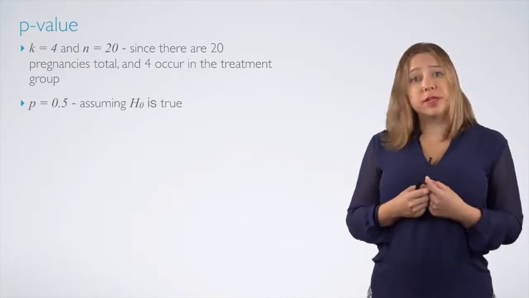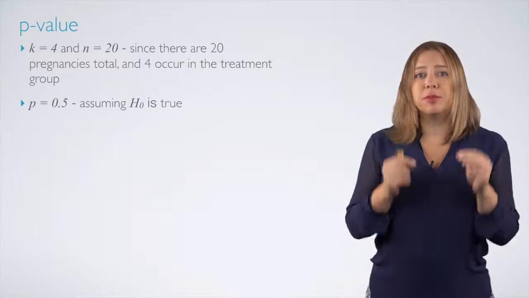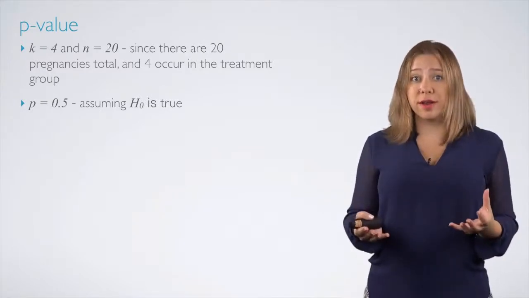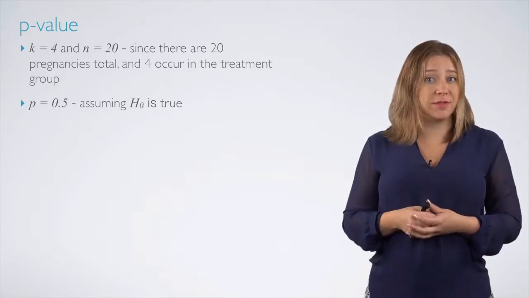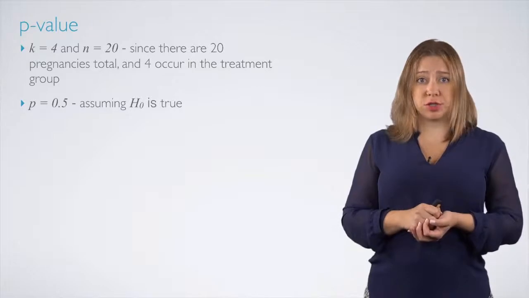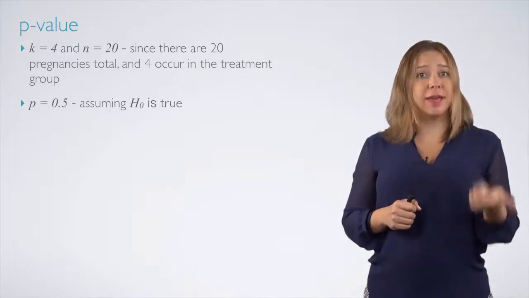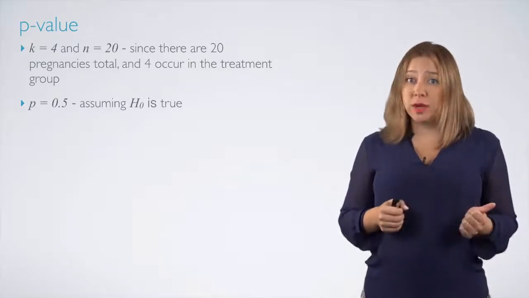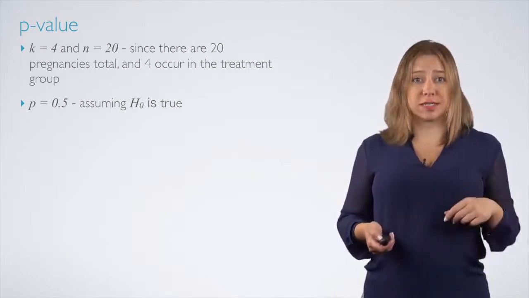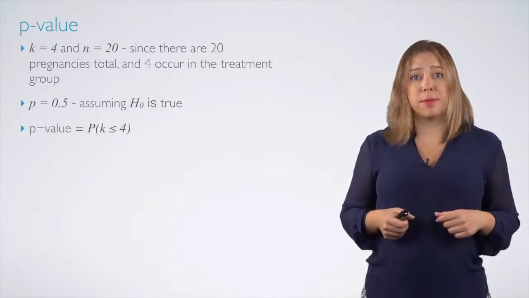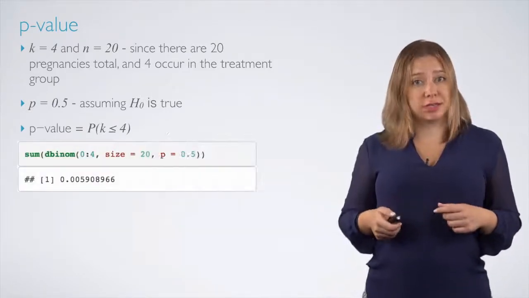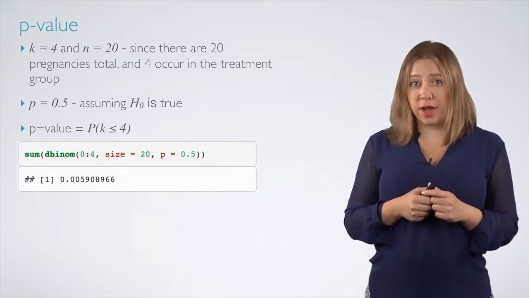Remember also from earlier courses in the specialization that the number of successes in a fixed number of independent trials for a categorical random variable with 2 levels that can be defined as a success or a failure follows a binomial distribution with 2 parameters, n and p. In this case, n is 20 and p is 0.5, and we're looking for 4 or fewer successes, which can be defined as the probability that k is at most 4. Using R, we can calculate this probability as 0.0059.